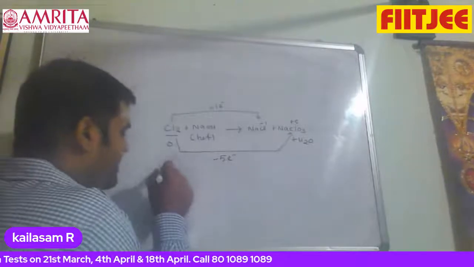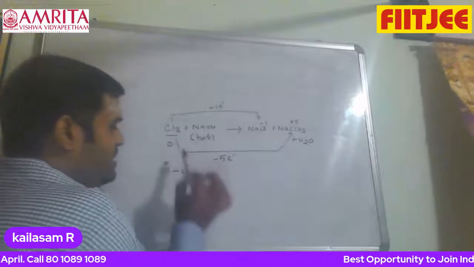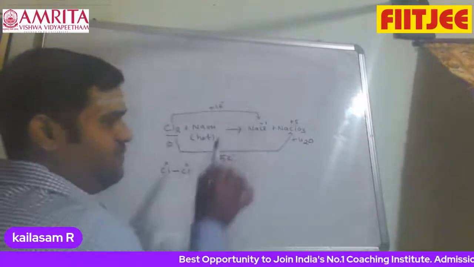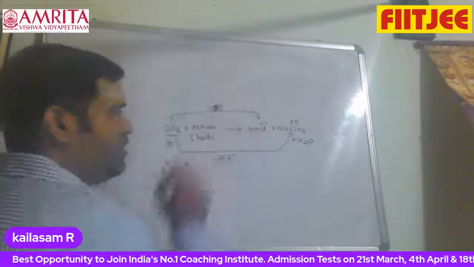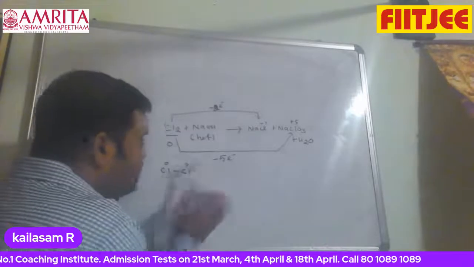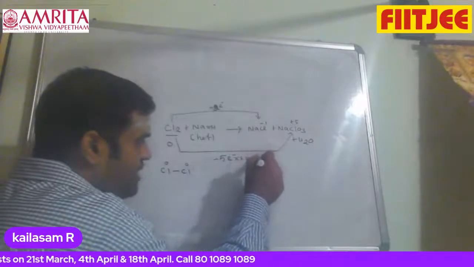Suppose how am I writing that? Cl bond Cl. This is 0 oxidation state. This is 0 oxidation state. 0 becomes -1. 0 becomes -1. Therefore, the Cl2 becomes Cl minus, meaning it gained 2 electrons. And Cl 0 becomes +5. Totally, how much electron is lost? Into 2 is equal to 10 electrons.